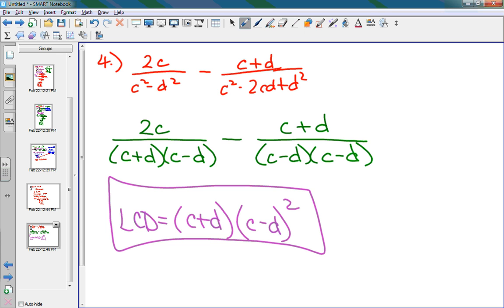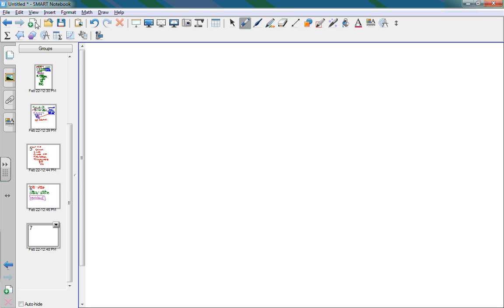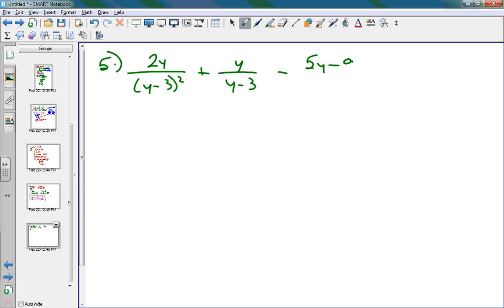Now, I'm not doing number 7 with you because that is one that we have already done in class together once. I put it back on this worksheet to see if any of you could be triumphant with it a second time. So number 5. Two y over y minus 3 squared plus y over y minus 3 minus 5y minus 9 over y minus 3.